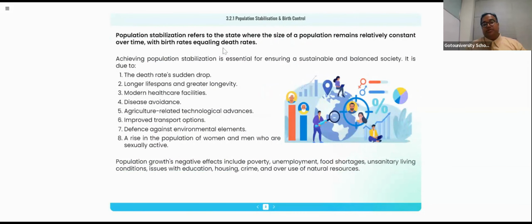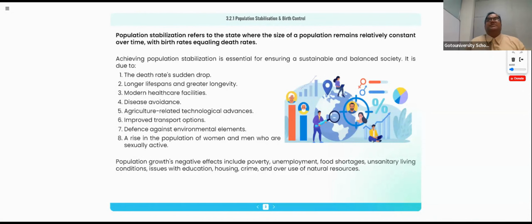Population stabilization refers to the state where the size of the population remains relatively constant over time, right? With the birth rate equal to death rate. So how will we symbolize it? We know very well mortality and natality. Natality means birth rate, mortality means death rate.